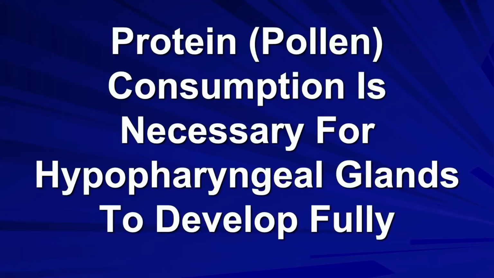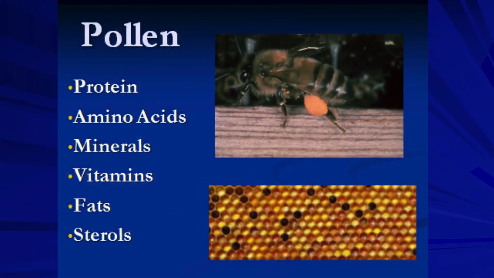And so this is important in your considering why is one particular colony building up faster than another colony. It may have to do with the amount of protein or pollen that's stored within that colony. So protein or pollen consumption is necessary for the hypopharyngeal glands to fully develop. Pollen is their protein source of amino acids, which are the building blocks of proteins, minerals, vitamins, fats, and sterols. And that, in combination with nectar or honey, then gives the bees a balanced diet.